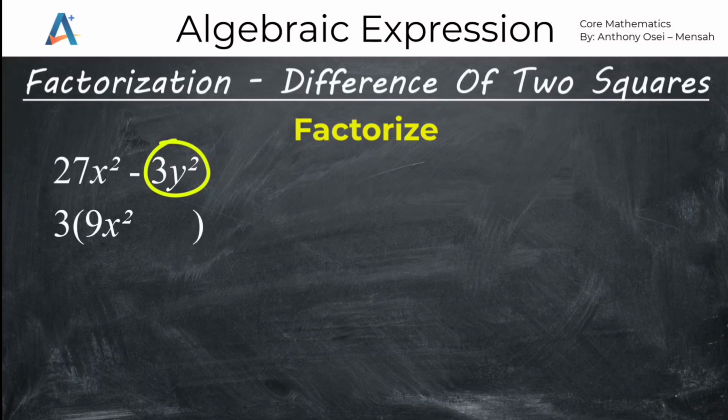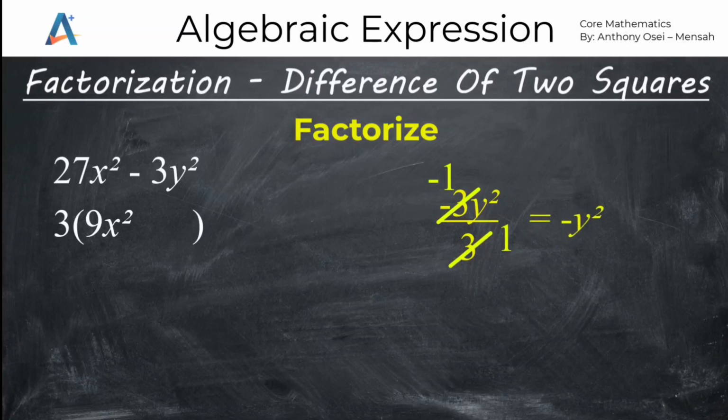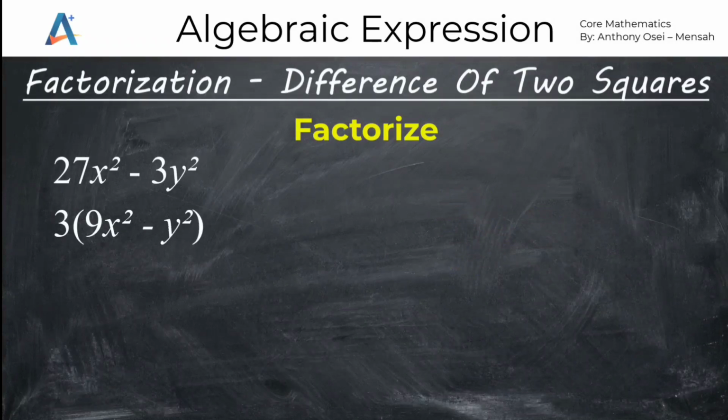Good. Now let's take the second term, which is minus 3y squared. We will still divide this second term by the common factor, which is 3. So divided by 3. 3 into itself 1, into minus 3 is minus 1. And then multiplying y squared, making it minus y squared. So we have minus y squared as our answer. So let's take it into the question, minus y squared. Now we have finished with the factorization by common factors.